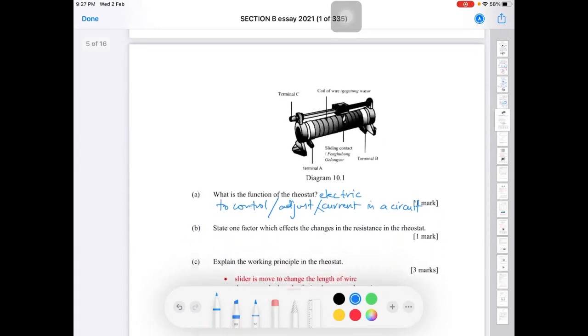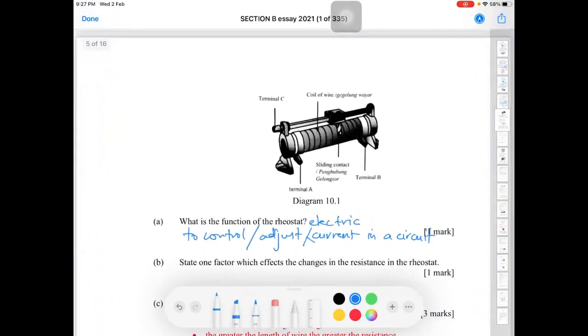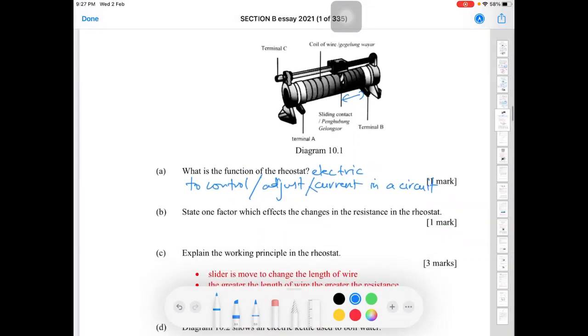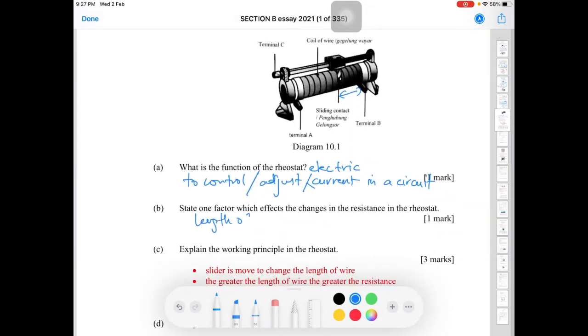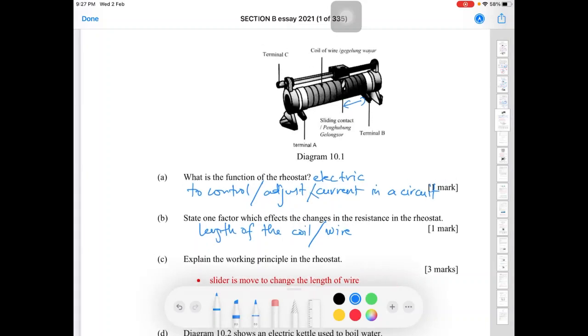Alright. Okay, so state one factor which affect the change in the resistance of the rheostat. So rheostat tu sebenarnya dia control current kan. Macam mana dia boleh control current? That means dia control the length of the coil. Okay. So the length of the wire or length of the coil. Length of the coil. Or wire also can. Jadi bila dia control the length, that's why the current in the circuit will different. Alright. Okay. Explain the working principle of a rheostat.